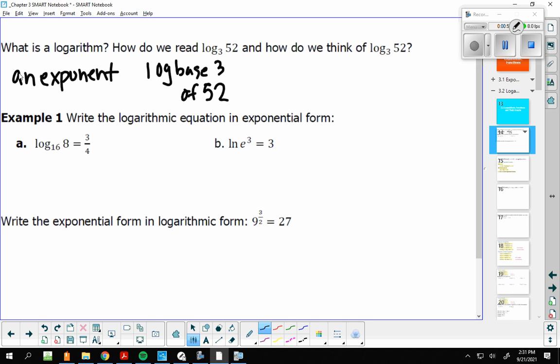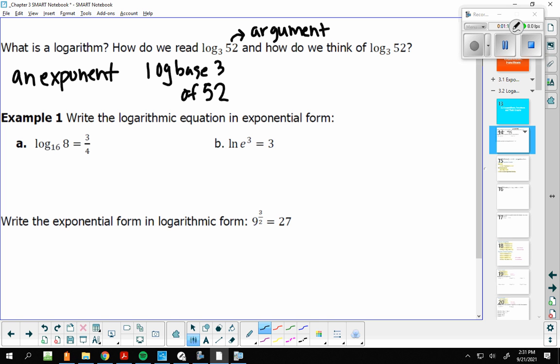3 is called the base. 52 is called the argument. Right? Log base 3 of 52. And then we call 52 the argument. So if that's how we say it, how do we think of it?